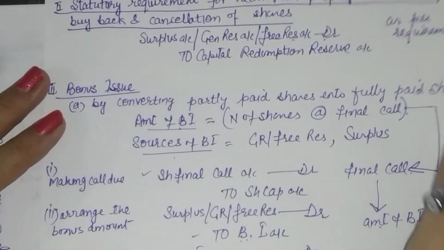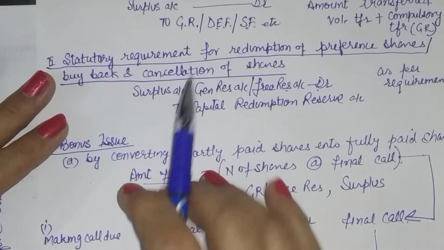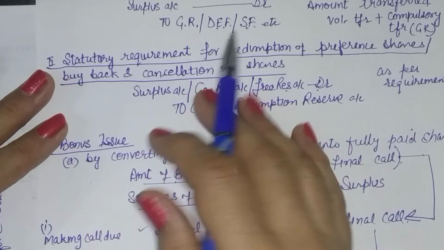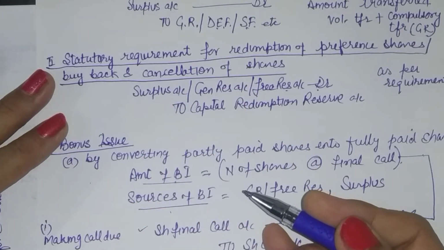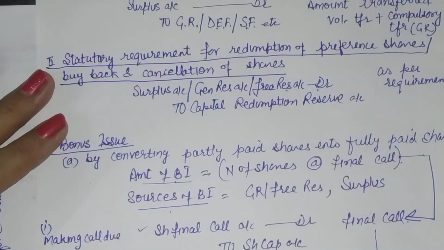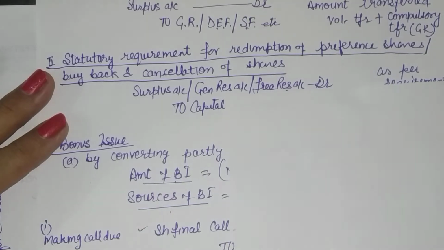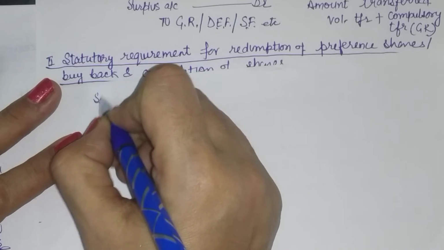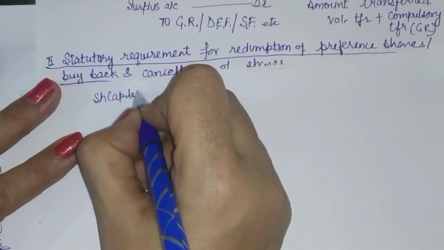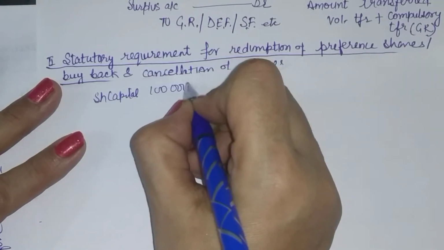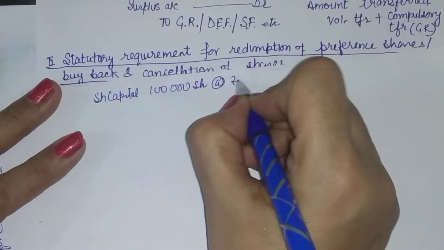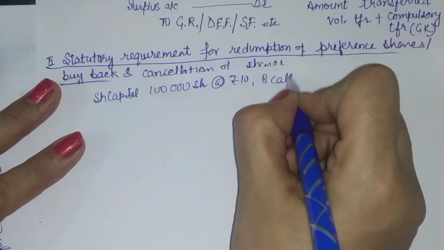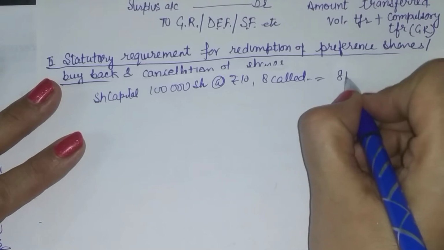Now the next thing is bonus issue. Now when a company goes for bonus issue of shares, there are two ways to give the bonus. One is that the company converts its partly paid shares into fully paid shares. Another is issuing fully paid bonus shares to the shareholders. Let us see. Say the company has share capital of 1 lakh shares of 10 rupees each, 8 called. Okay, so you have 8 lakh rupees of capital.